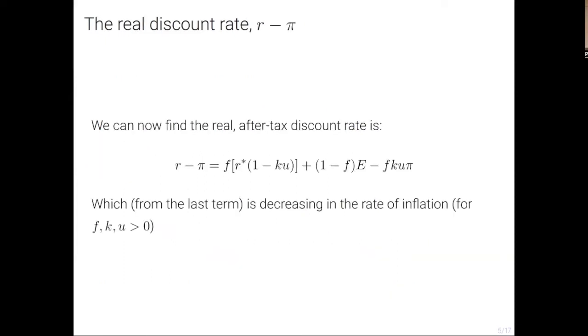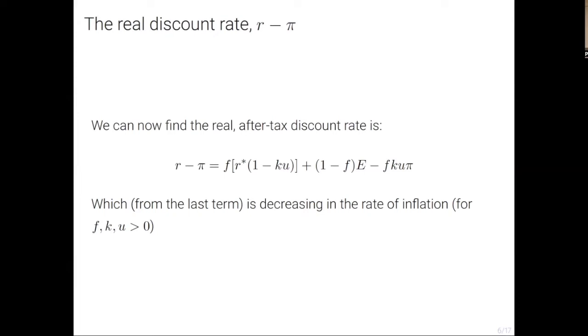The real discount rate, R minus pi, that enters the numerator of the cost of capital. Right now, we can just derive this from our previous slide. So R minus pi is going to equal a function of the real interest rate, the real rate paid on corporate equity, and then this inflation term, minus F times K times U times pi, right?